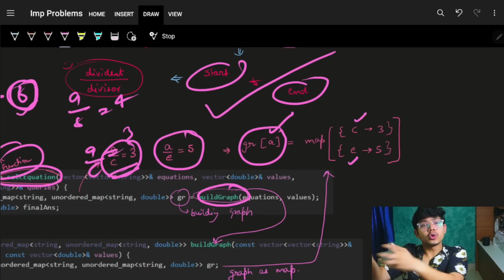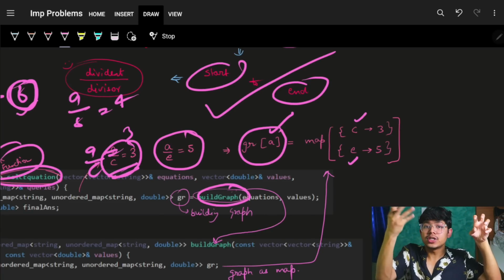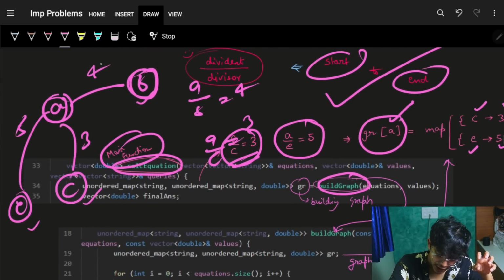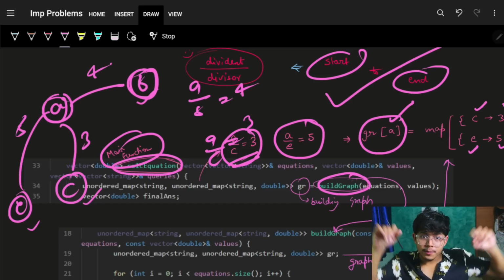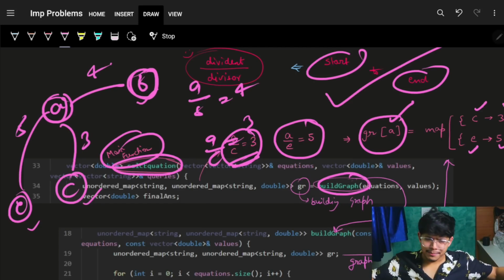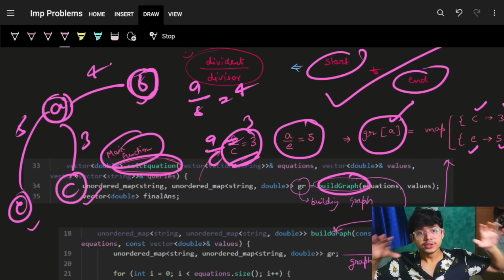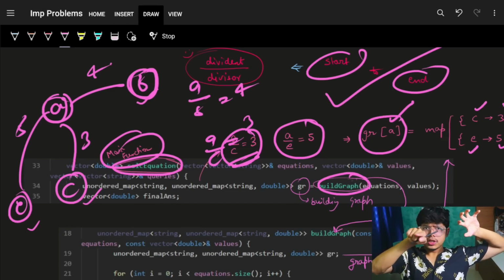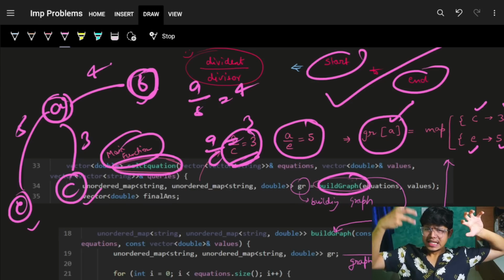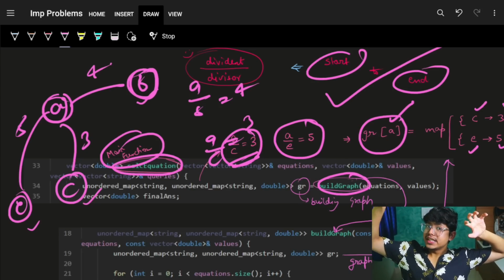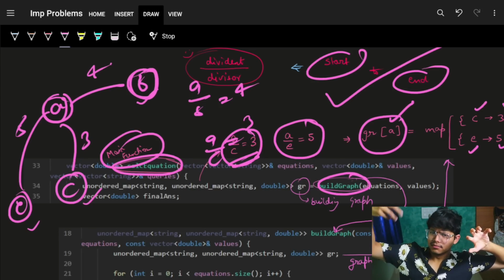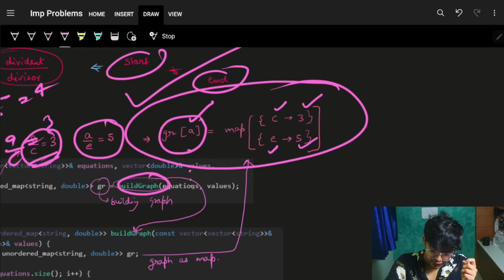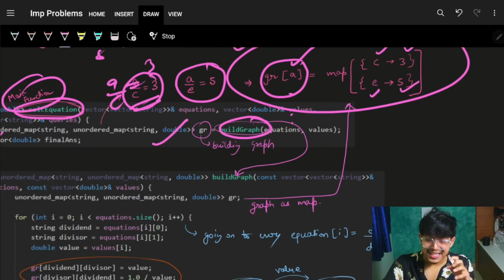And then I also need to store K. For this A to C, what is actually the weight? It is nothing but 3. For A to E, it is nothing but 5. For A to B, it would have been 4. That is how I will store my graph as a map, and when I say map or set, it is always unordered. So it is a map of my main string, which is A, to all the denominators, which is B, C, E, and then also the value, which means, let's say, 3, 5, 9, like this. That is how I will make my graph for every node. Cool. Now my graph is made.